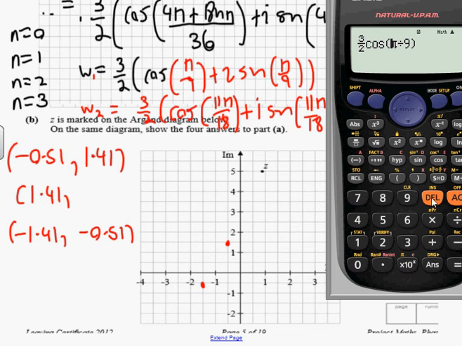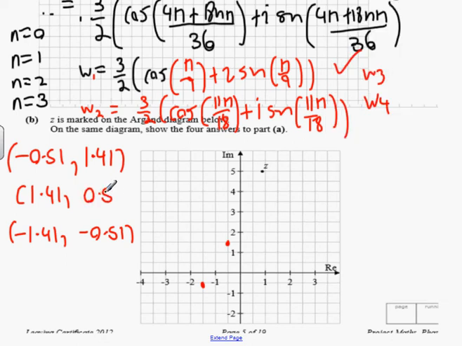So each one of these solutions can be represented as a point on the Argand diagram, 0.51. Does everybody understand W1, W2, W3, W4? They can be represented by a point, where the x value is the cos value, and the y value is the sine value. So I need 4 points. So this one here is 1.41, up 0.5, which is there. And you can see it's making a bit of a square, isn't it? Circle, I think. It's trying to be a circle. Just give me a second with it.